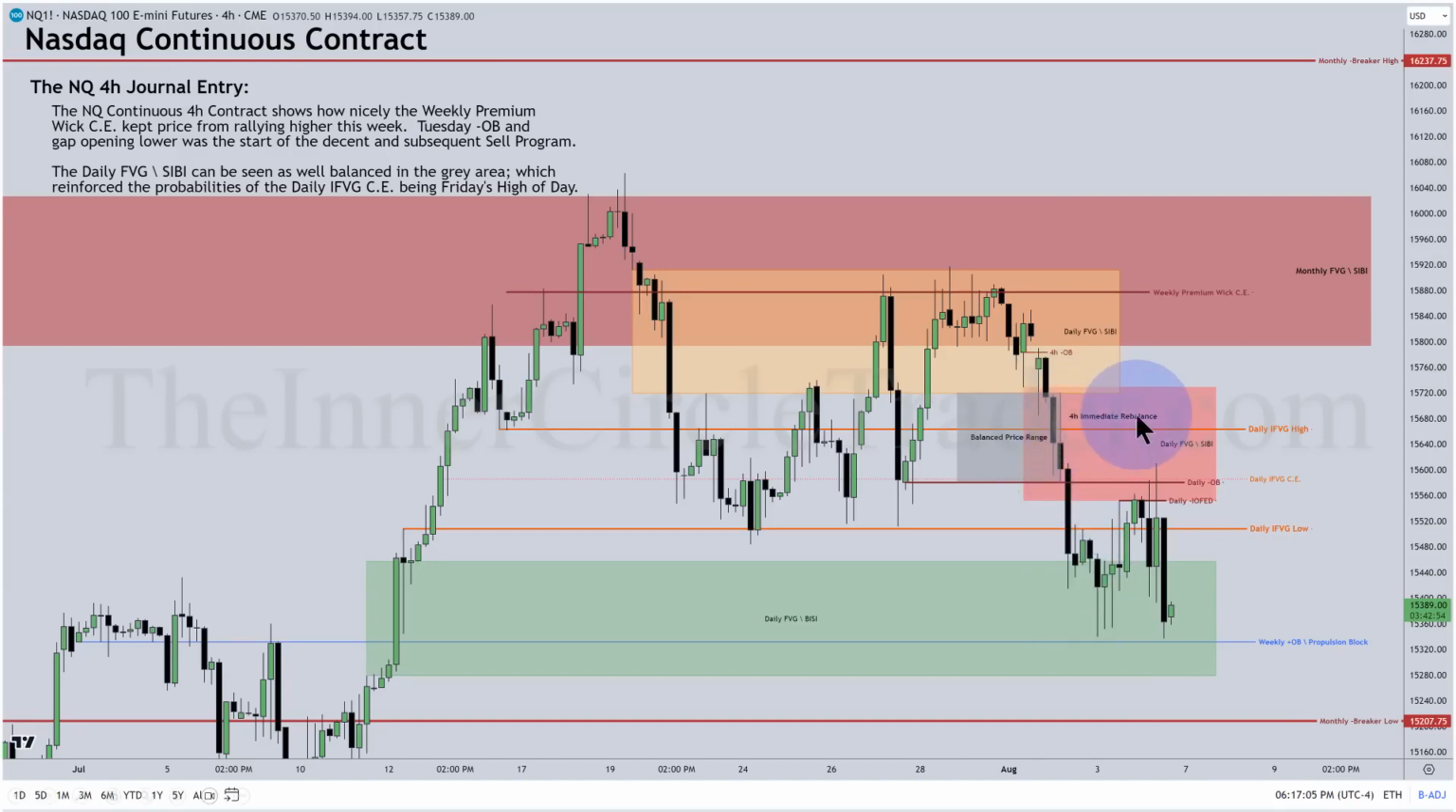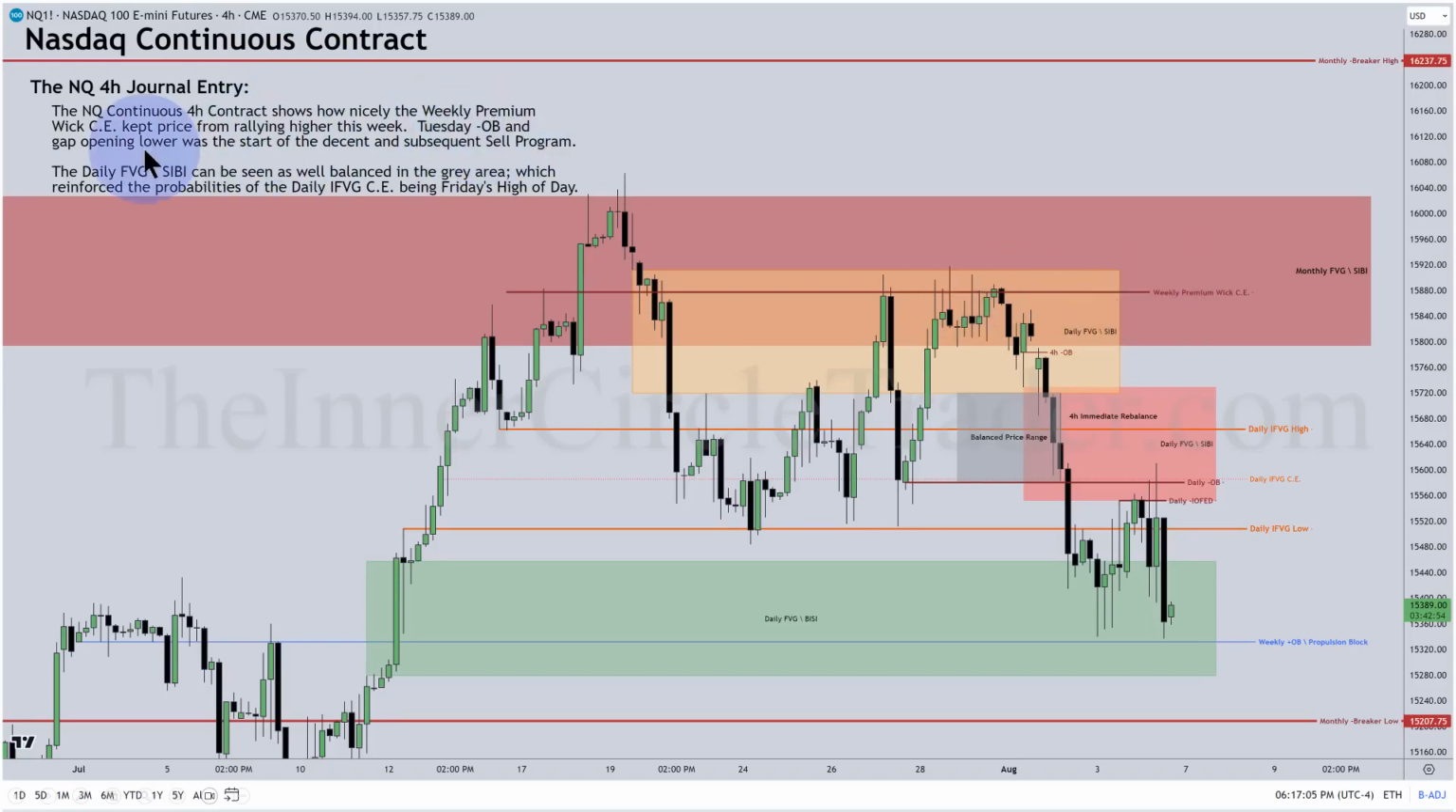So we have a 4-hour PD array in the form of an immediate rebalance, and then we have a 4-hour bearish order block. Apart from that, nothing else on the 4-hour chart is anything of importance to me. The annotations here show you the NQ 4-hour journal entry. The NQ continuous 4-hour contract shows how nicely the weekly premium wick consequent encroachment kept price from rallying higher this week. That's this level here. Okay.